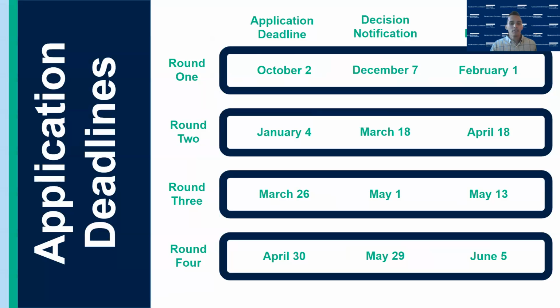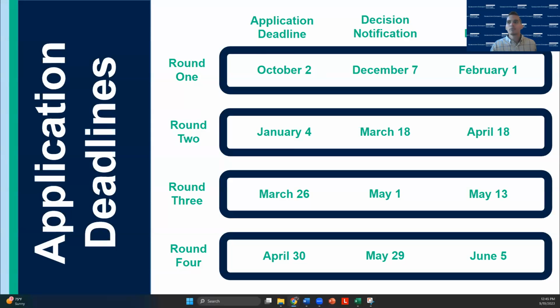Okay, so application deadline. I'm just going to give you a scenario or two of how these work. I don't want to repeat myself too much. Our next application deadline coming up is on October 2nd. If you want to receive your decision letter on December 7th, you will want to submit your application by October 2nd. So let's say, for example, you are interested in applying in round one. You'd submit your application by October 2nd.